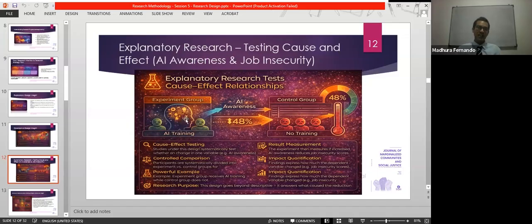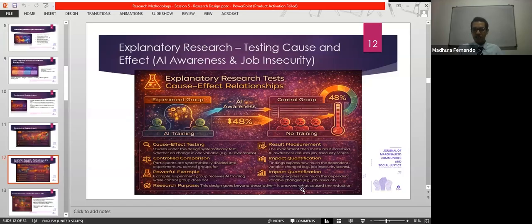For you to isolate that, you have to keep age, environmental factors, organization culture, everything constant. Then only you can conclude that this is a cause and effect, right? That is the idea behind this explanatory research test. The cause and effect relationship is isolated using a control, right? So I think you can understand that. This design goes beyond descriptive.